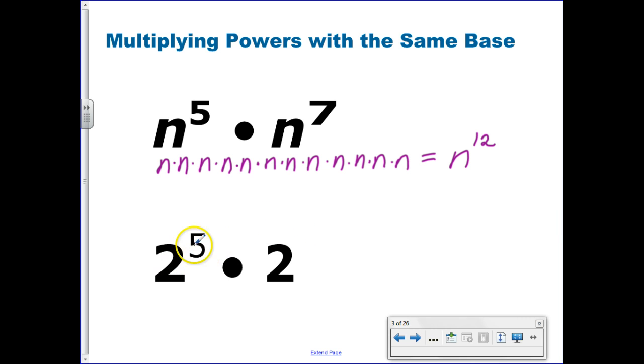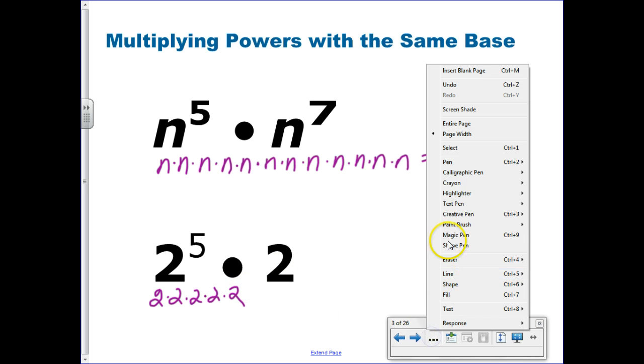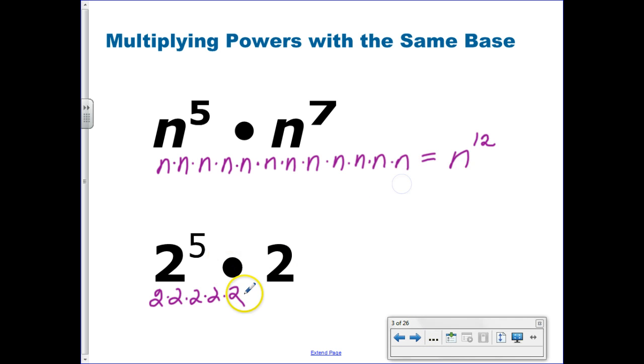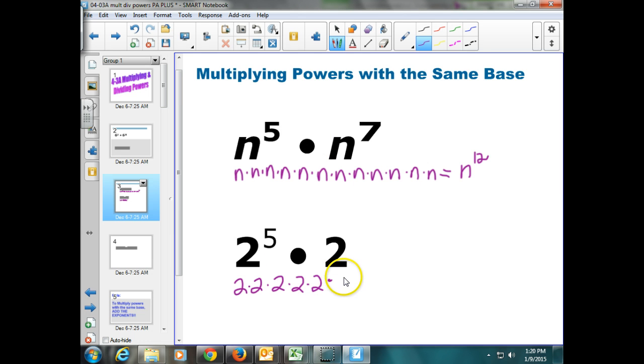Here's an interesting one. 2 to the 5th times 2. Keep in mind what this means. 2 to the 5th, 1, 2, 3, 4, 5, times this 2, times another 2. And notice now that if I go to simplify this, this actually becomes 2 to the 6th power.